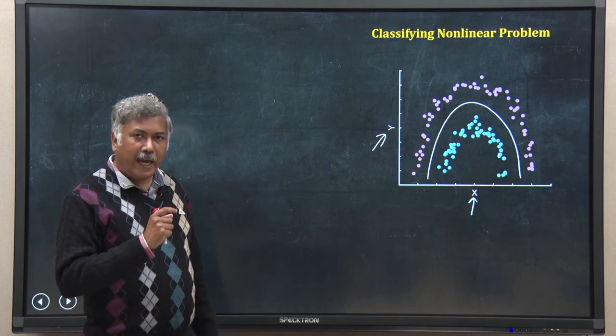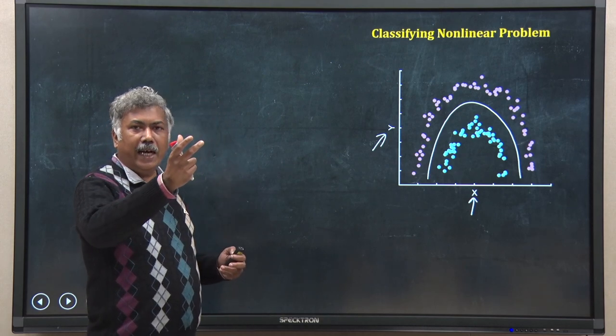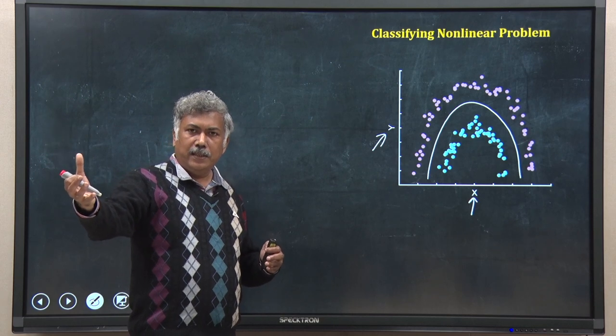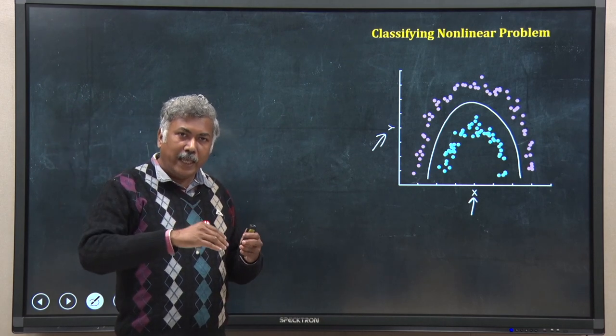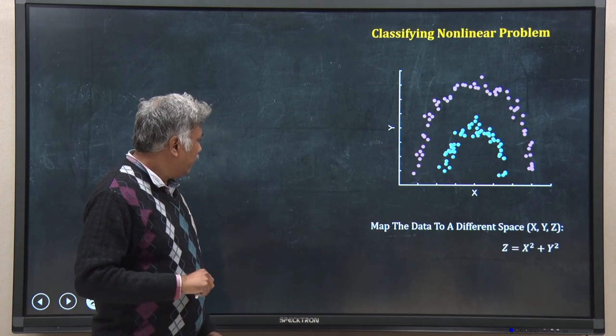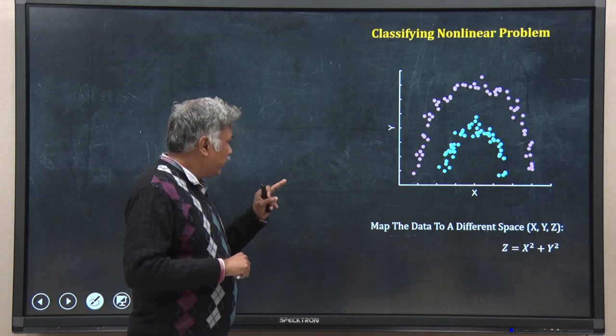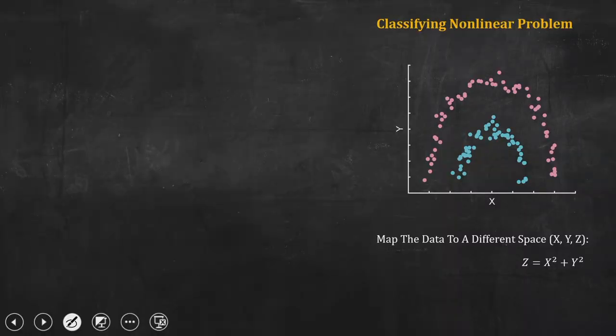To do that I have to play a trick. I have to map this data to a completely different, higher dimensional space, so that they become linearly separable. Let me explain. These are two axes, x and y, so this is a two-dimensional problem. Suppose I add another dimension z. How am I defining z? For each data point, I know the value of x and the value of y. So, I calculate z equal to x square plus y square.